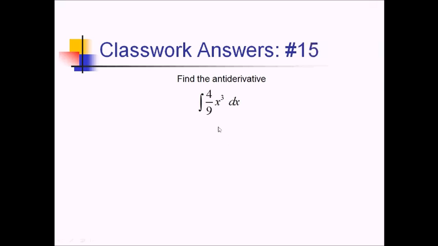On this problem, I'm going to use my reverse power rule. This exponent bumps up to the 4th power. Dividing by 4, we have 1/9 x to the 4th plus c.